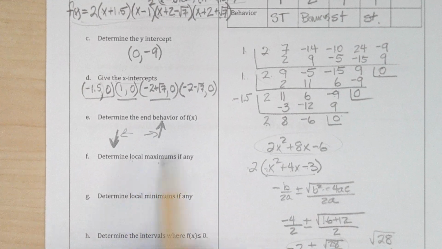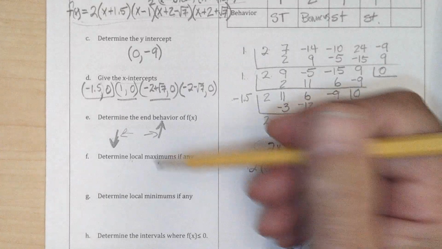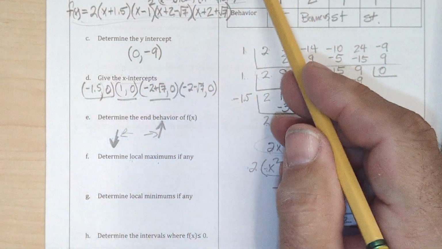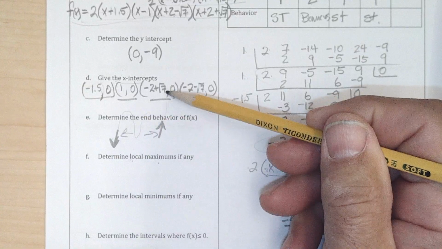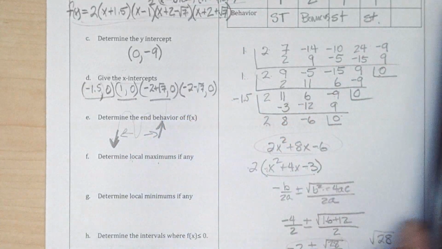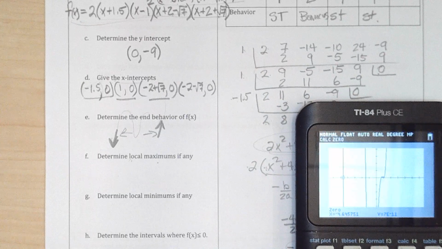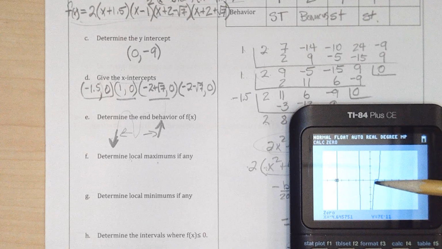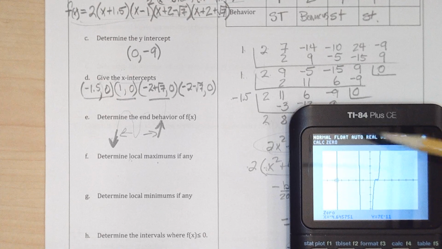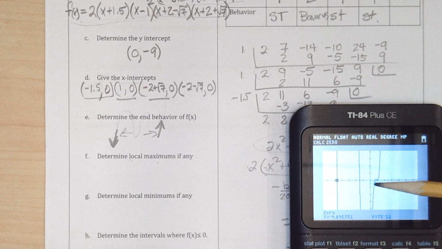Local maximums. Well, if this really does this and it's got degree 5, it could have as many as 4 turns. Well, we saw in the graph that it must have been going up, coming down, then going back up, and have a max there, little bump, and then goes back up. So there must be a maximum up here somewhere and a maximum right there.